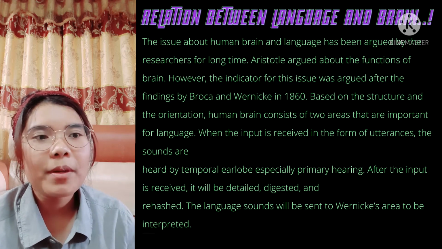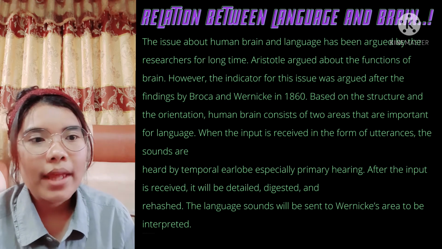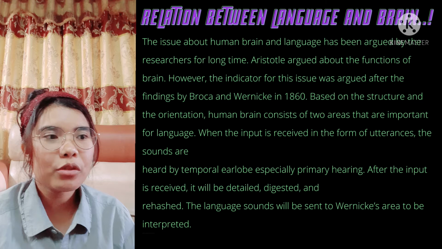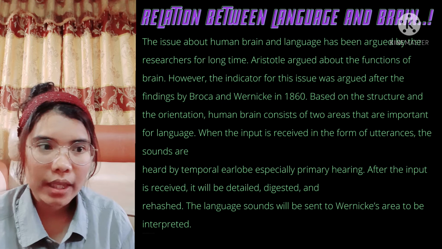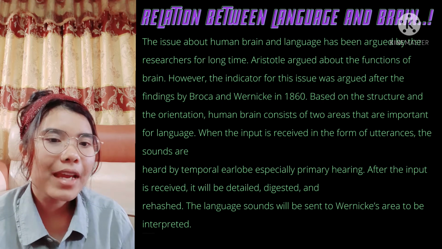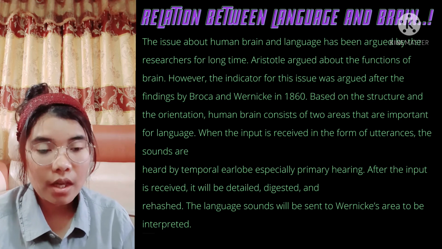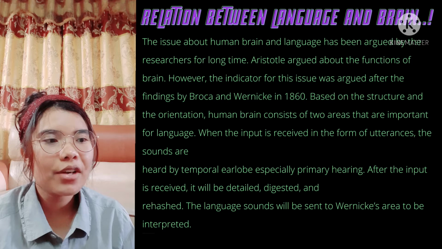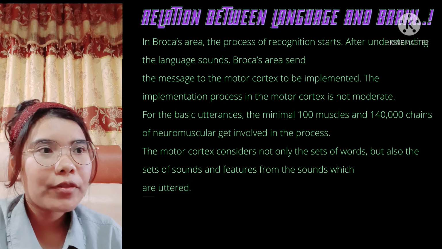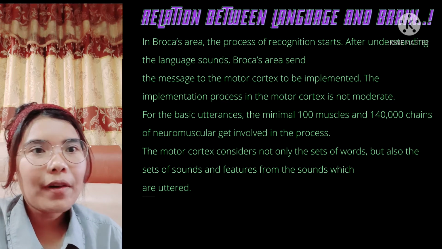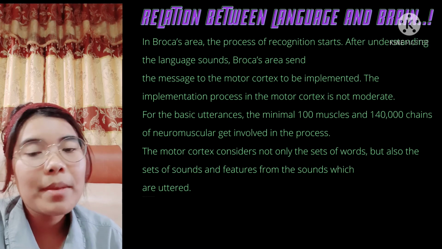orientation, the human brain consists of two areas that are important for language. When the input is received in the form of utterance, the sounds are heard by the temporal lobe, especially the primary auditory area. After the input is received, it will be detailed, digested, and rehearsed. The language sounds will be sent to Wernicke's area to be interpreted. In Wernicke's area, the process of recognition starts. After understanding the language sounds, Wernicke's area sends the message to the motor cortex to be implemented.